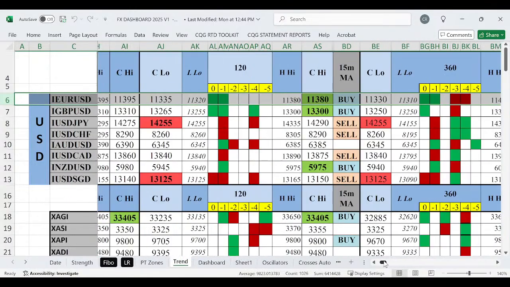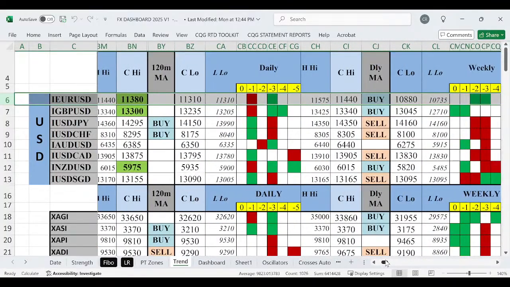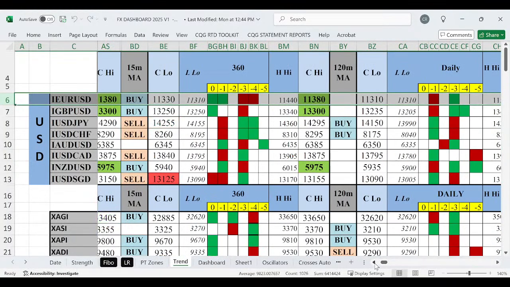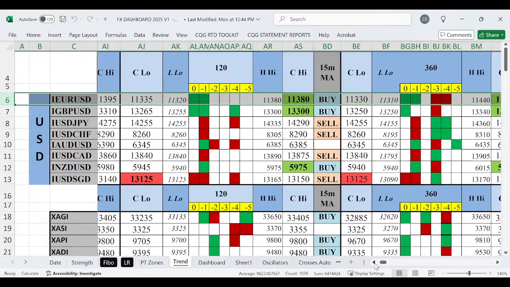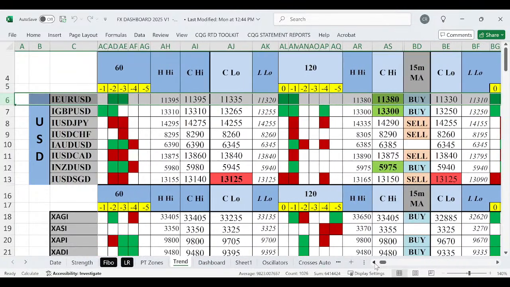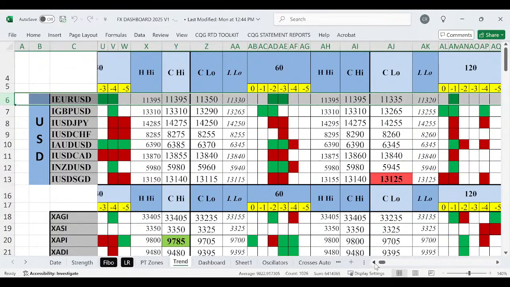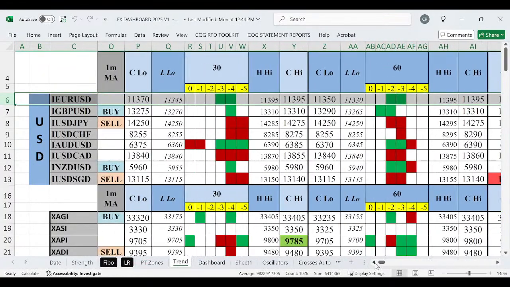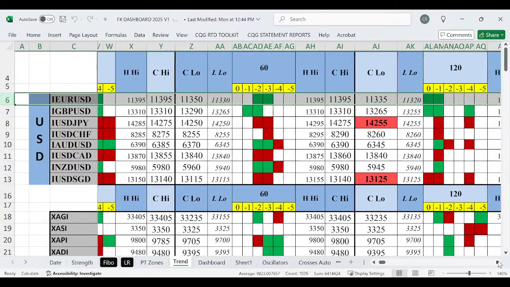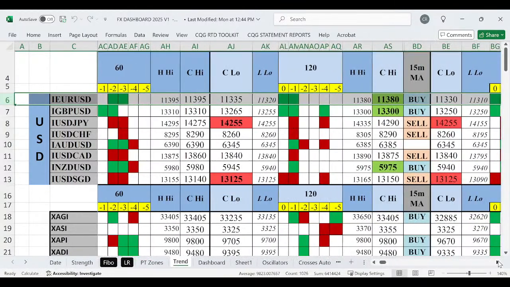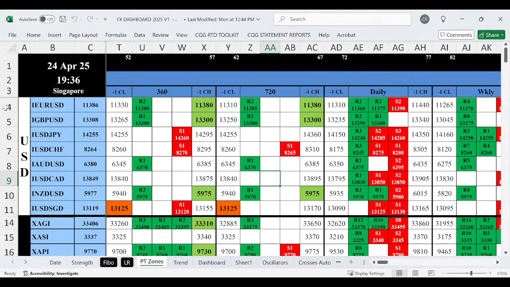Then we have 120. This is showing up, followed by the 60 and 30. All are just showing flat with an upside view. So what we know is we should be looking to see the price turning down soon, because the daily is still pointing down.